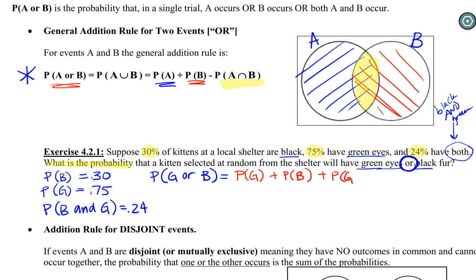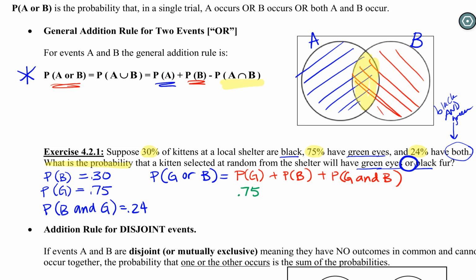And then we remember that the intersection symbol is our AND, right? G and B. So that's exactly what we have. So that's the first step. Step one, we rewrite our formula using the events that we're actually using in our question. Second piece, plug in things where they go.